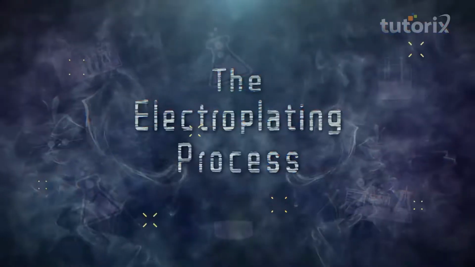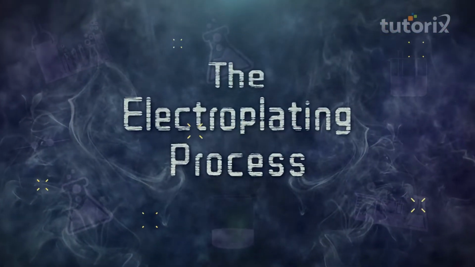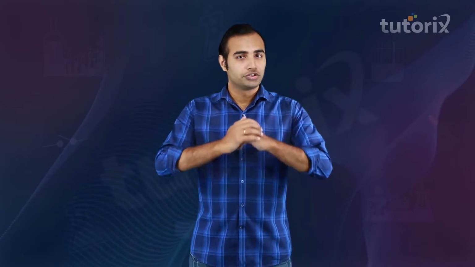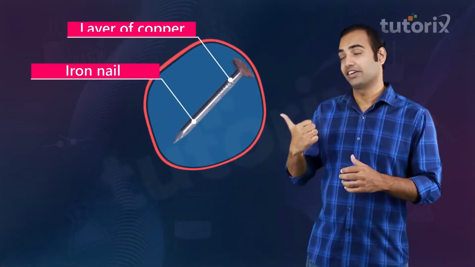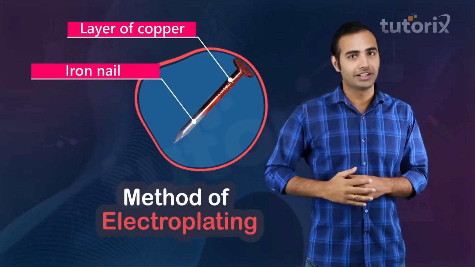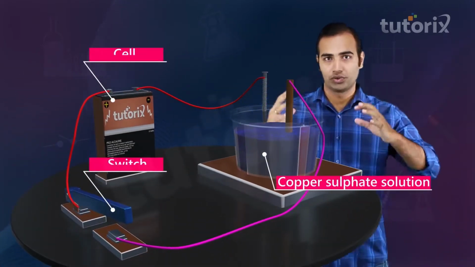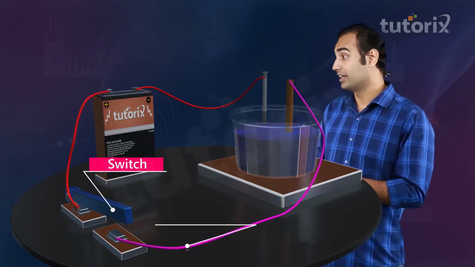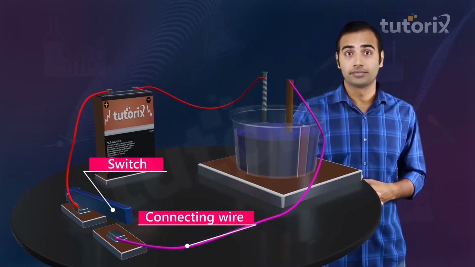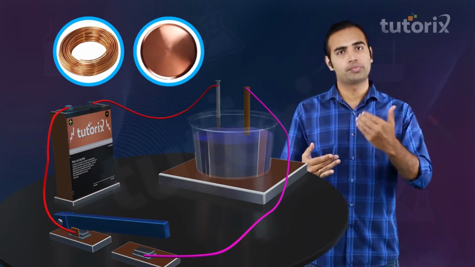simple interest. So today, we'll be applying a layer of copper metal on top of an iron nail using the method of electroplating. Now set up the circuit as we usually do. We connect one end of the switch to one of the terminals of the cell and connect the other end of the switch with a free wire. Now here, like copper wires or copper plates.